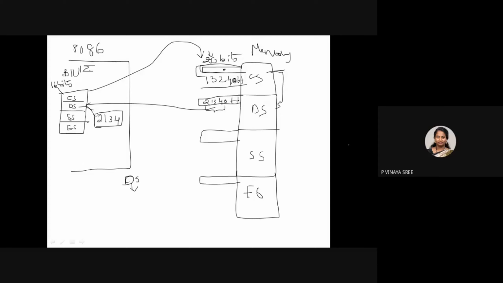So it is present as 2134. This 2134 has to be converted to 21340. For that, it will do a left shift operation. What is this left shift operation? How many times does it have to do the left shift operation?